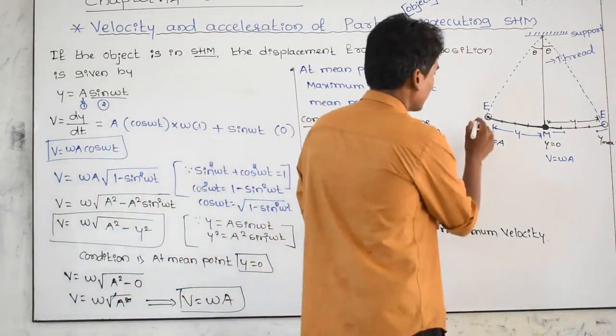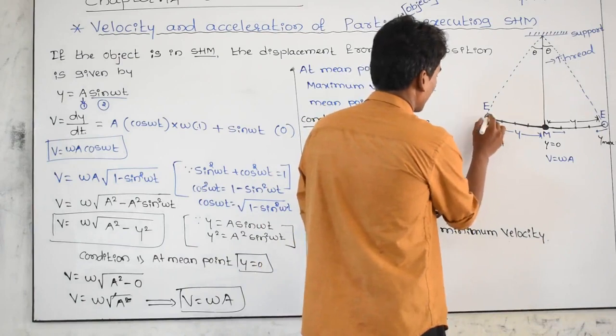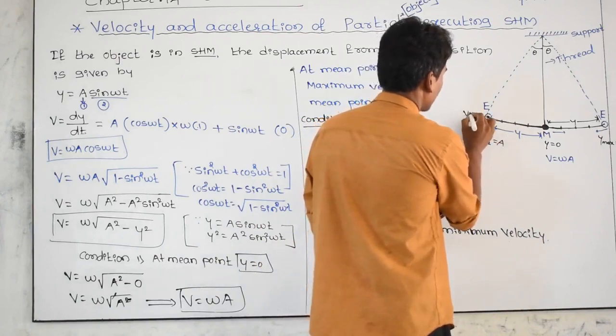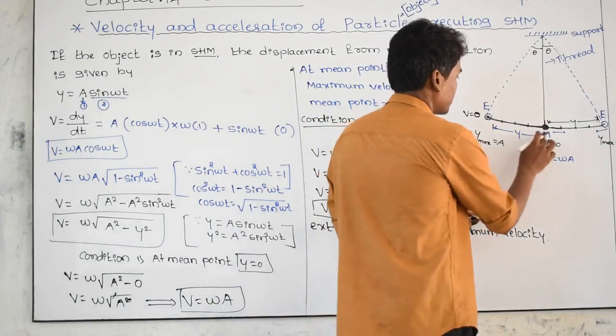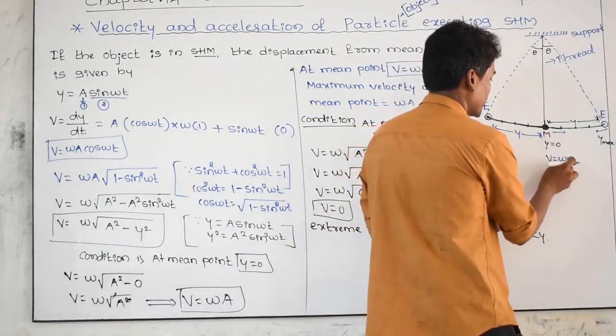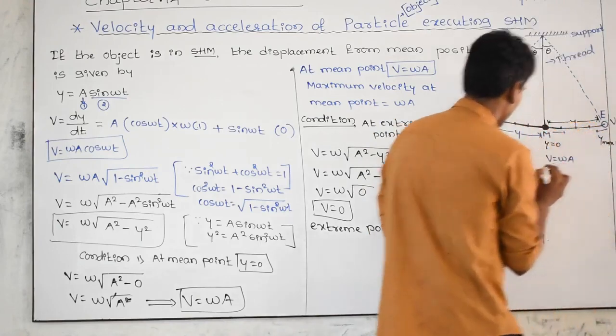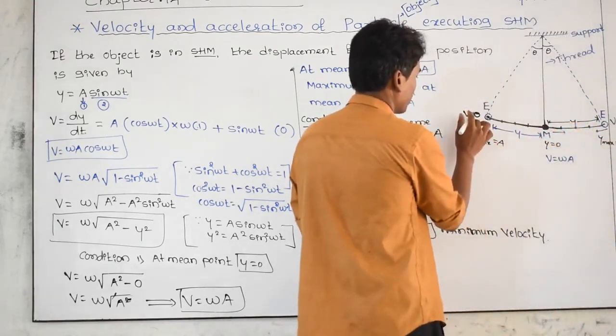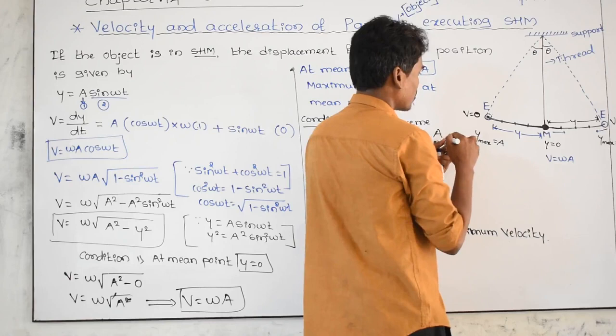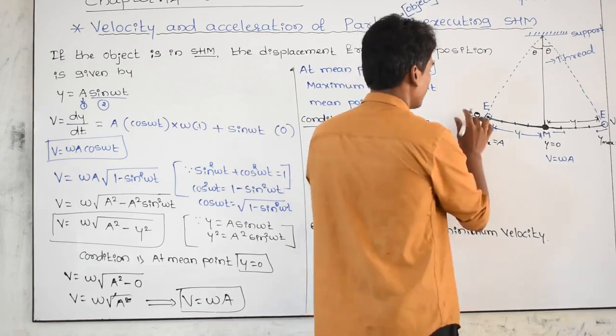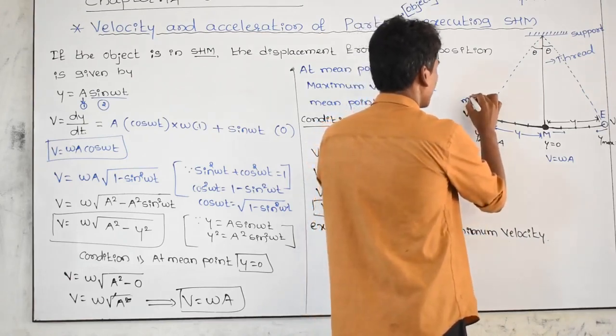Now here, velocity is equal to 0 at this point. At this point velocity is omega into a, this is maximum. Again at the extreme point velocity is equal to 0, meaning here velocity is minimum. At this point velocity is minimum, meaning 0.